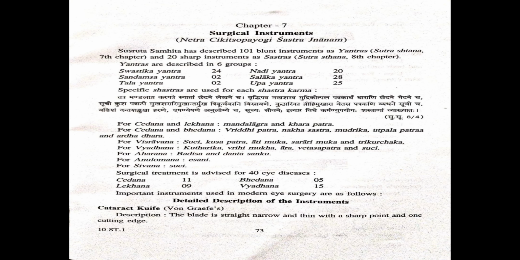Chapter 7, Surgical Instruments. Sushruta Samhita has described 101 blunt instruments as yantras, in Sutrasthana, 7th chapter, and 20 sharp instruments as shastras, in Sutrasthana, 8th chapter. Yantras are described in 6 groups: Swastika Yantra 24, Nadi Yantra 20, Sandamsa Yantra 2, Shalaka Yantra 28, Tala Yantra 2, and Upa Yantra 25.